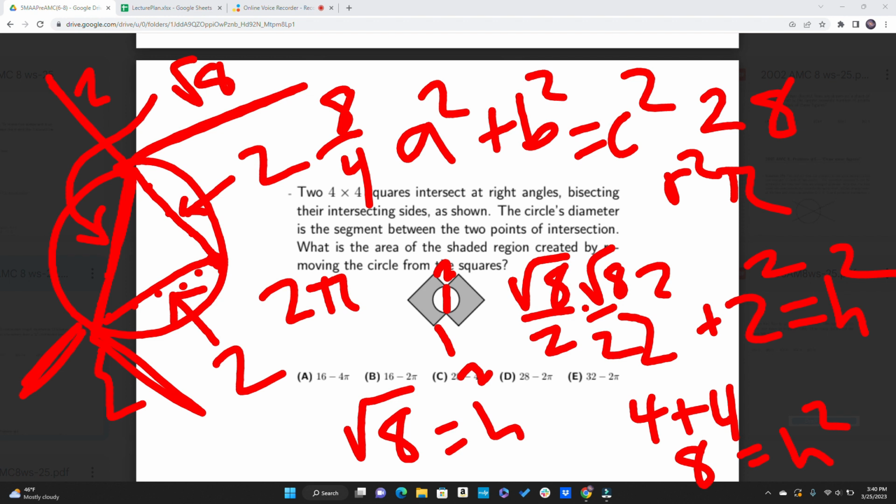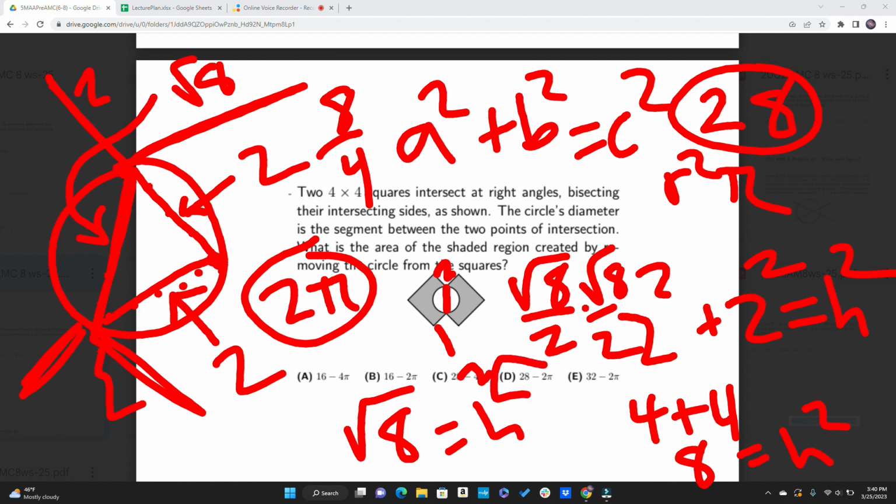So, now we've got both components that we're looking for to solve this problem. We want the area of the two diamonds if the circle weren't there, minus the area that's being taken up by the circle. So we've got our 28 for the diamonds, our 2 pi for the circle, and so the shaded region is going to be the 28 minus the circle. 28 minus 2 pi.